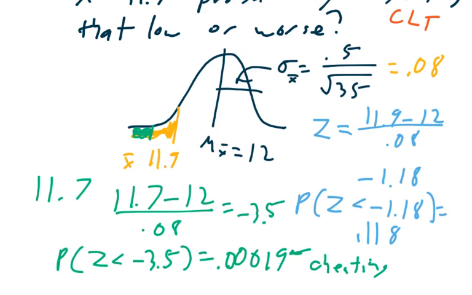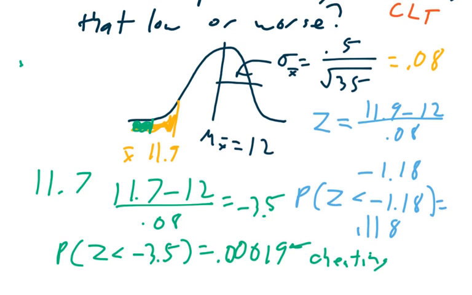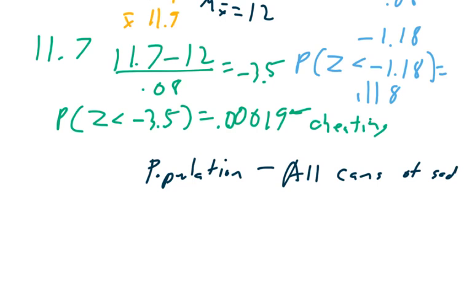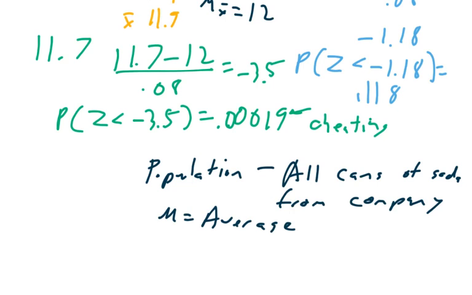So the basic question about this is, does the result seem reasonable or does the result seem too bad? And so in this section we're also going to talk about the population and the hypotheses. So in this population it would be all cans of soda from the company. Mu equals the average amount in the cans.